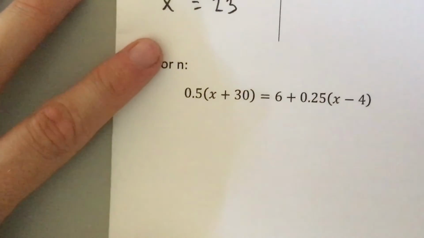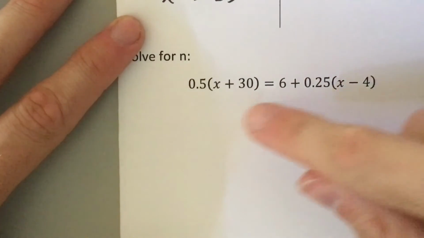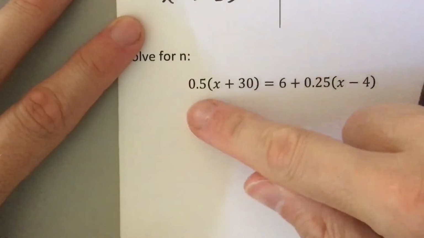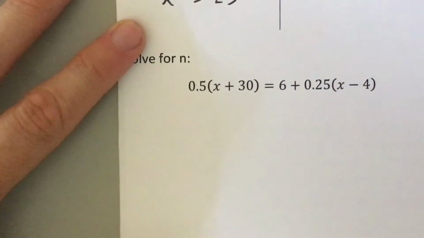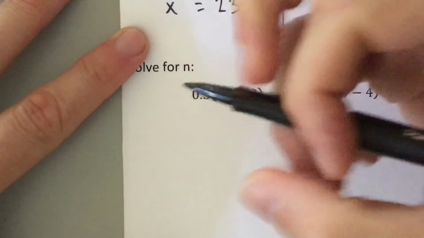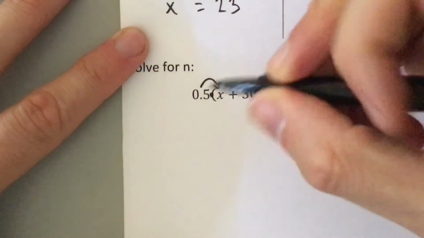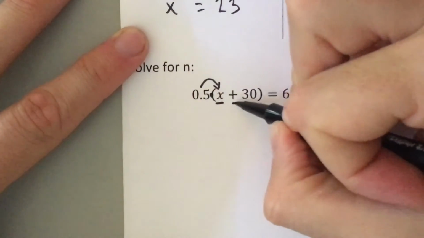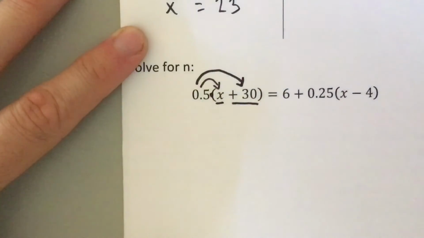If we look down here, this problem's a little different. We can't do anything with these two sides of the equation until we get rid of these parentheses. And anytime you see a number that's attached to a set of parentheses, you're looking to distribute that number to anything that's inside of the parentheses. So we have an x and we have an add 30.